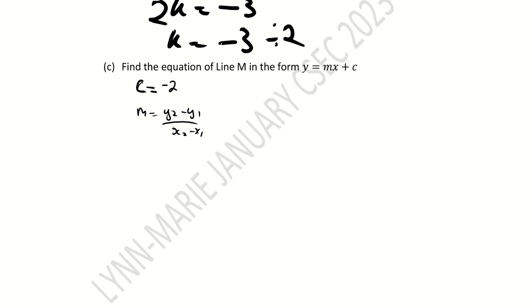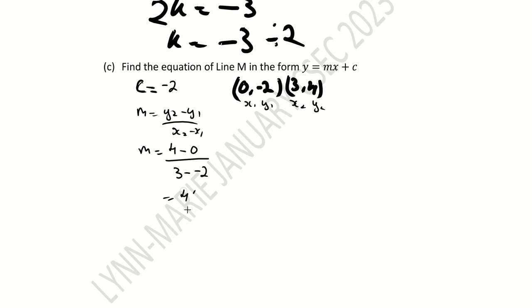The points are 0, negative 2, and 3, 4, right? So m is going to be the change in y over the change in x: x1, y1, x2, y2. This would be 4 minus 0 over 3 minus minus 2, which is 4 over 3 plus 2, which is 5. So the answer for my gradient is 4 over 5.